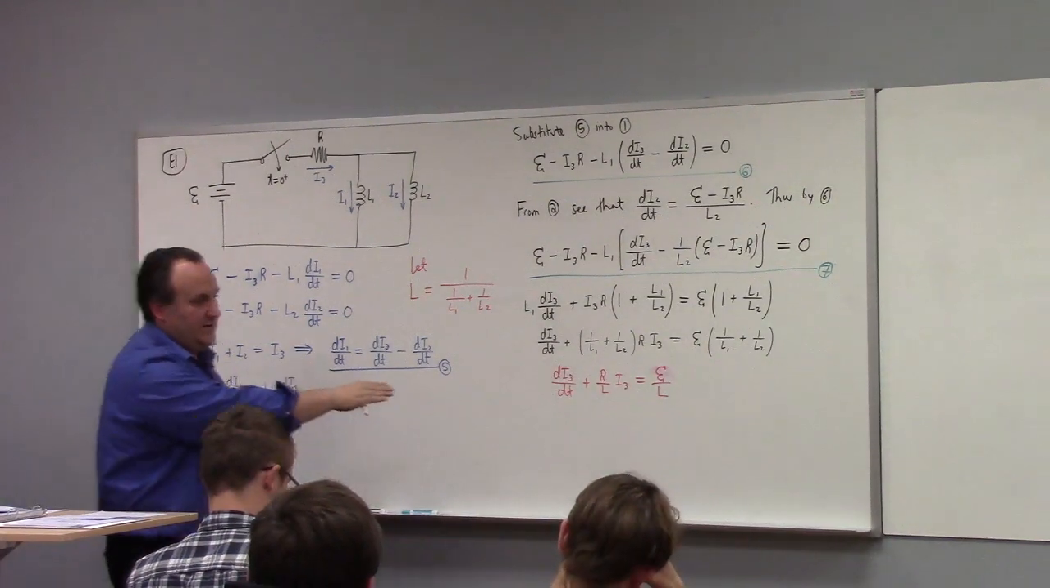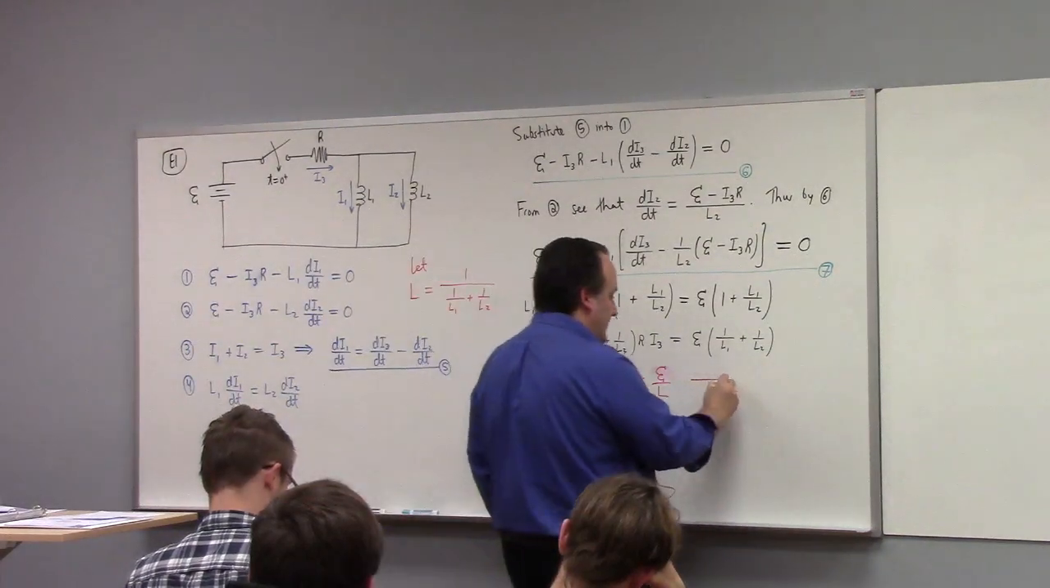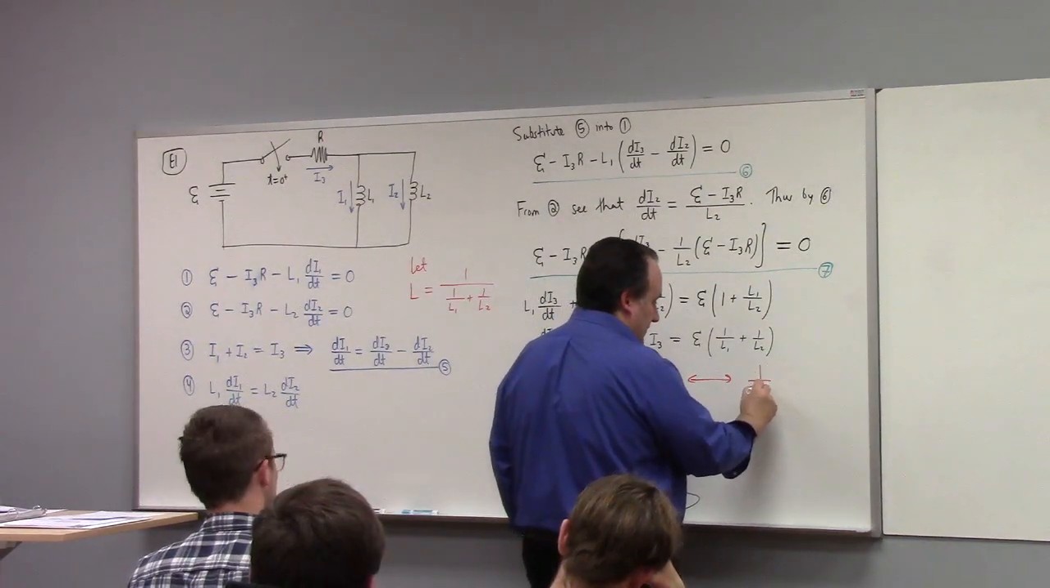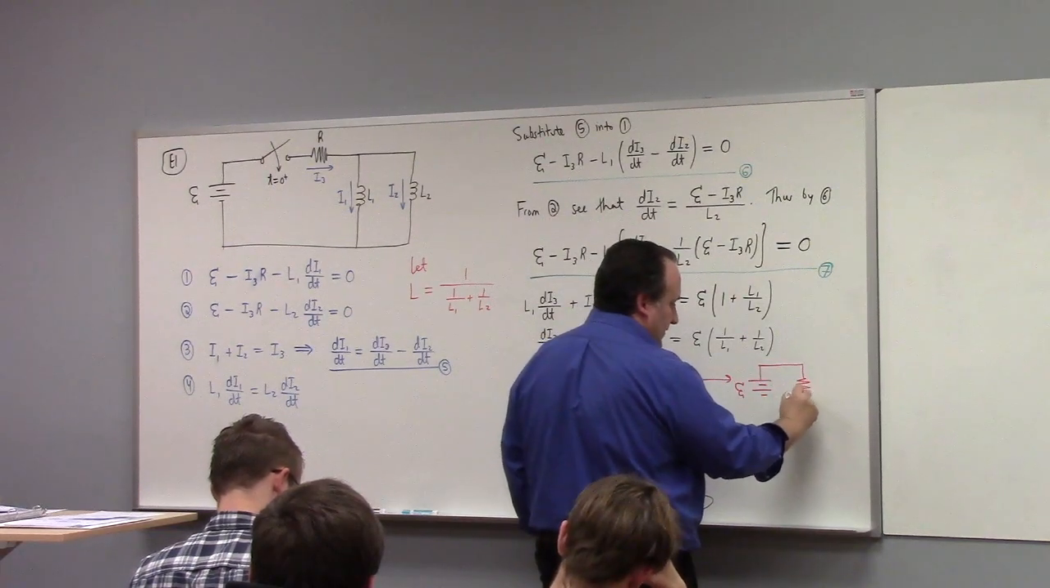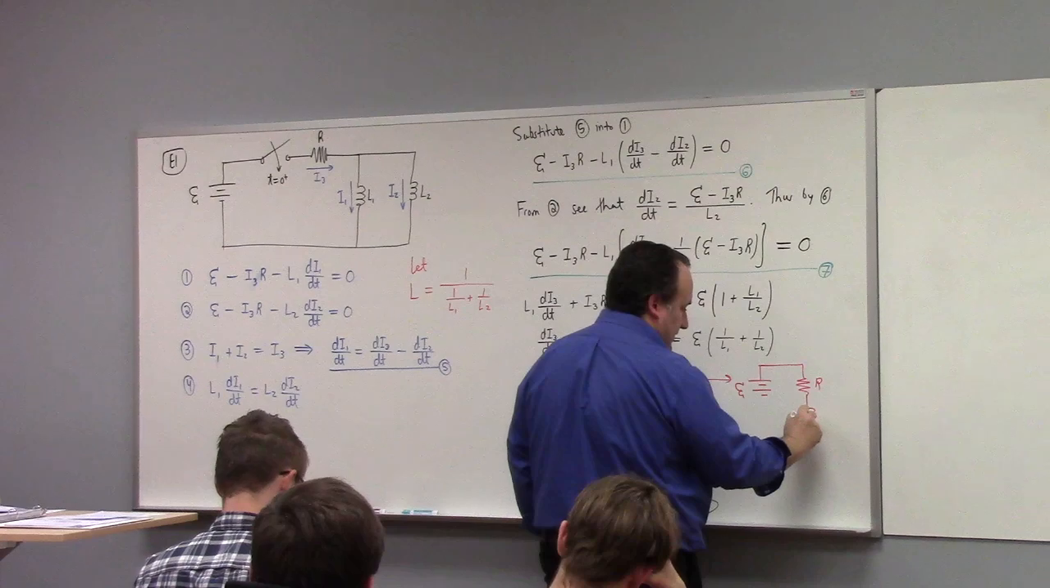This is the equation we get if we just have a voltage source E with a resistor R and an inductor L.